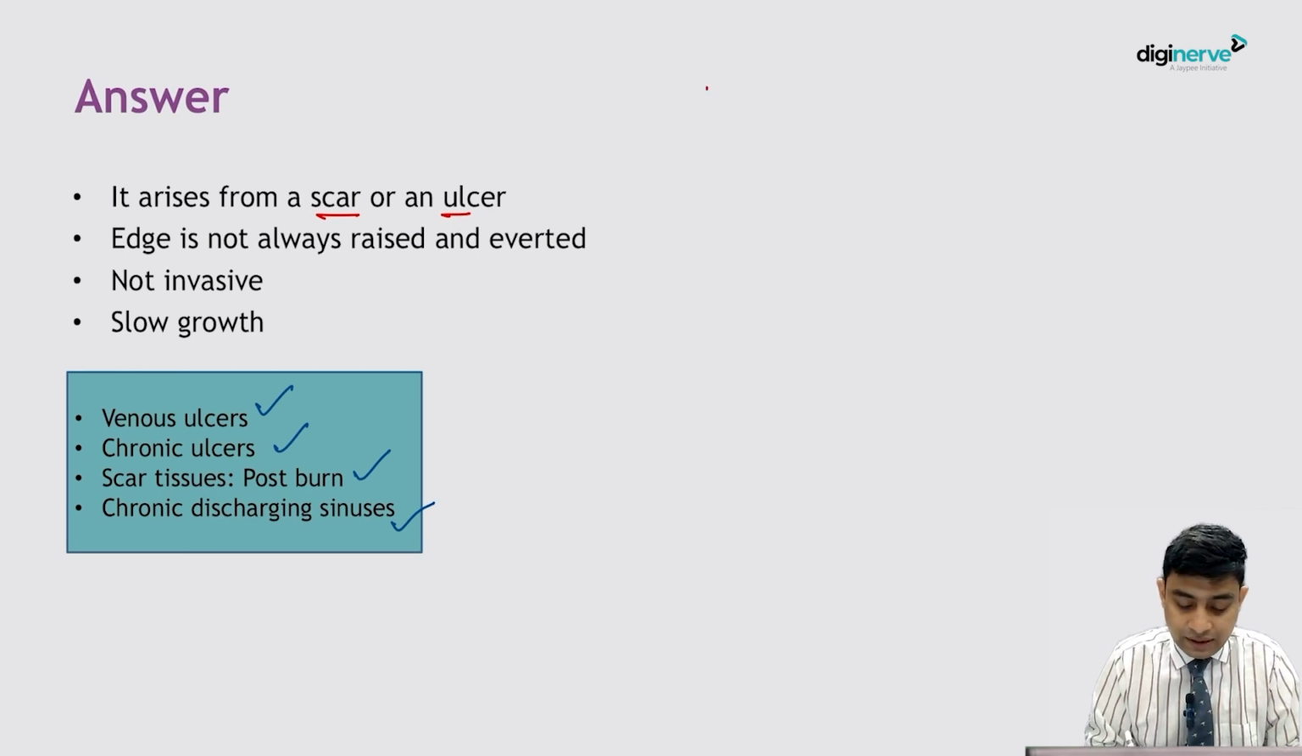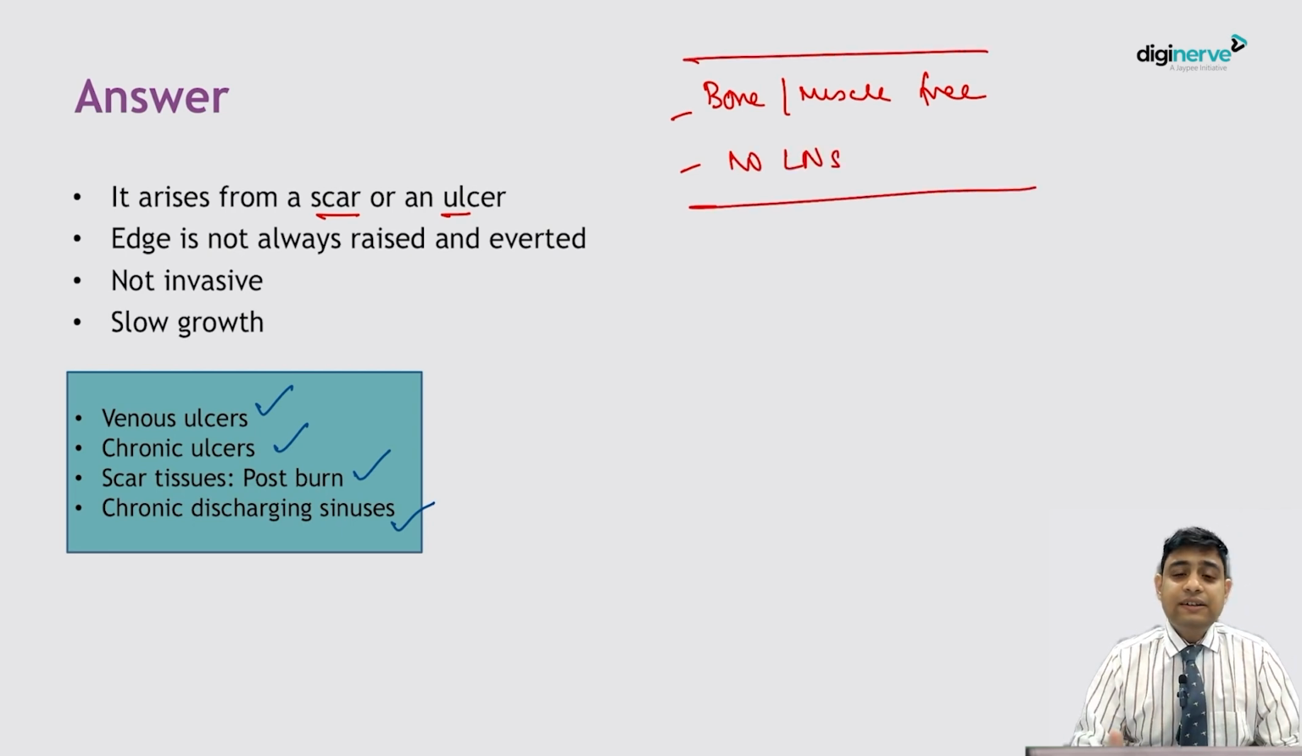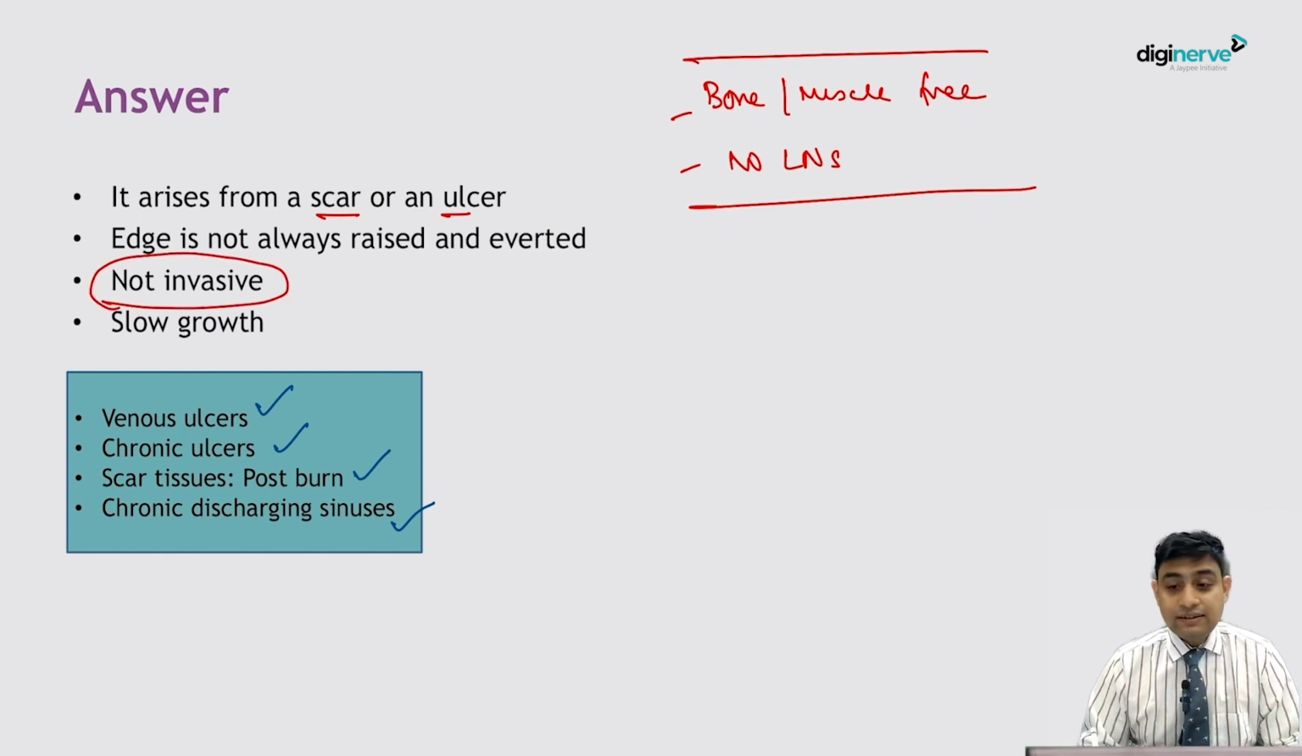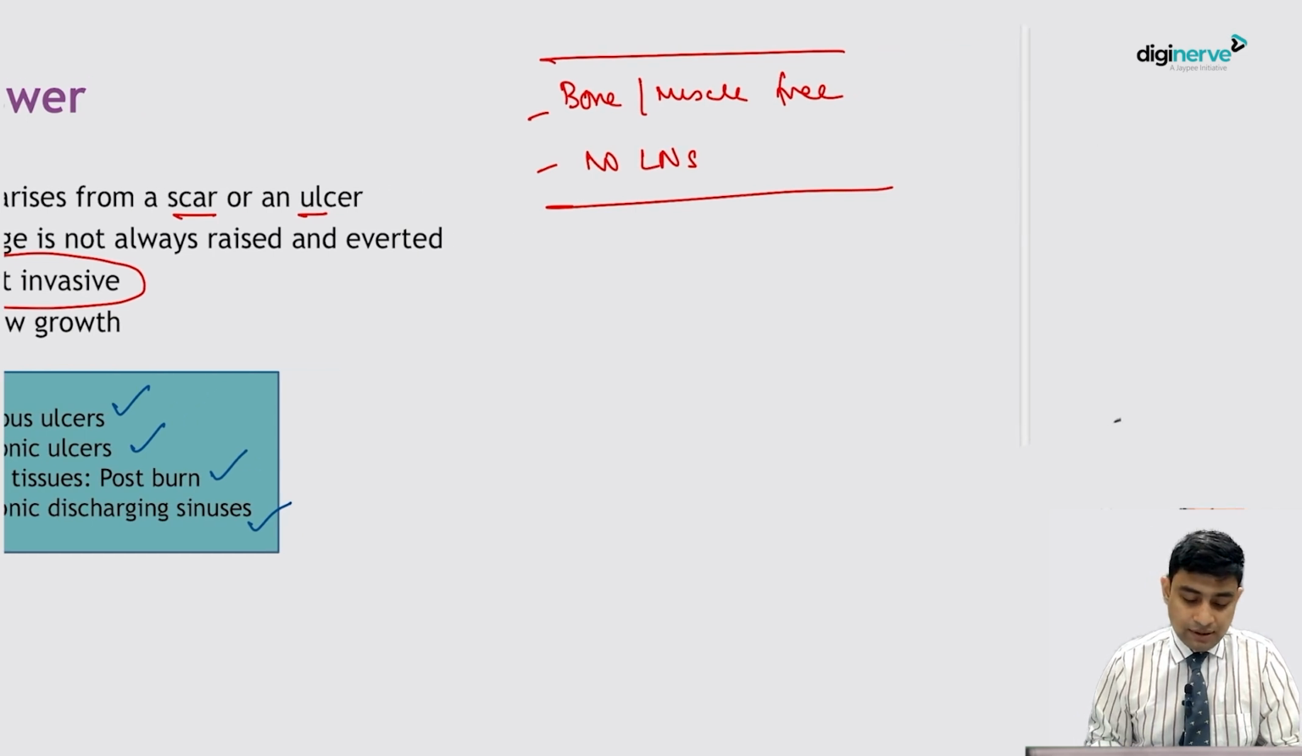So we have concluded from here that the bone or the muscle is free. Also there are no lymph nodes, which means that it arises over an area of inflammation. The lymphatics are not like the normal skin. They are maybe a bit destroyed in those regions. Over chronic inflammation, the skin is not as healthy as normal skin, so of course the lymphatic drainage will be less. Of course the penetration of this is less, because the ulcer is not a very aggressive or invasive ulcer. So these are points in favor of a Marjolin's ulcer.